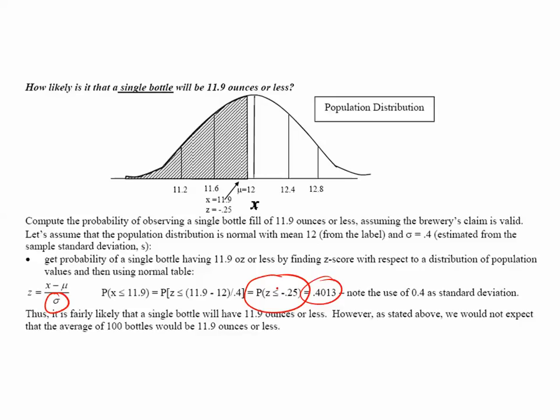Well, that doesn't sound like it's too unlikely. In fact, it is fairly likely that a single bottle will have 11.9 ounces or less, even though we'd expect the population mean to be 12 ounces. So we would not expect that the average of the 100 bottles would be 11.9 ounces or less, but we are not surprised that only one bottle is 11.9 ounces when we expected 12.